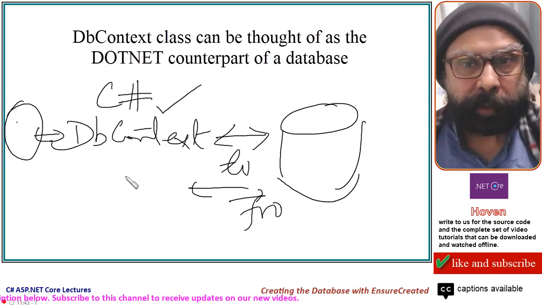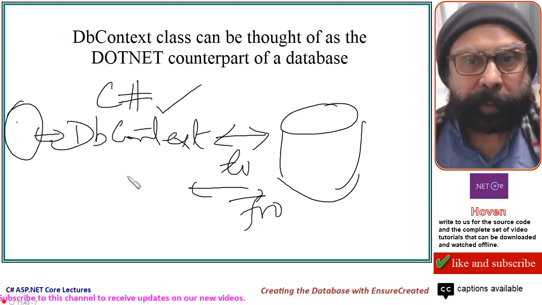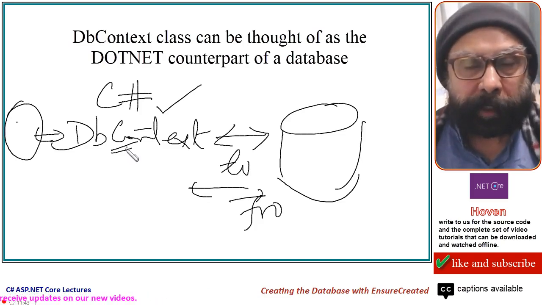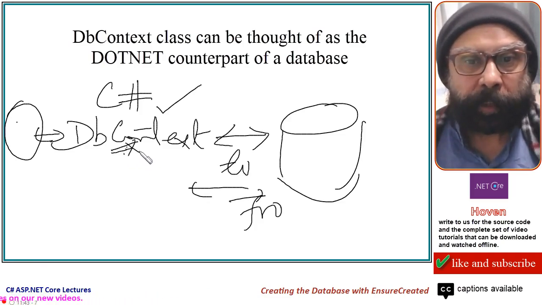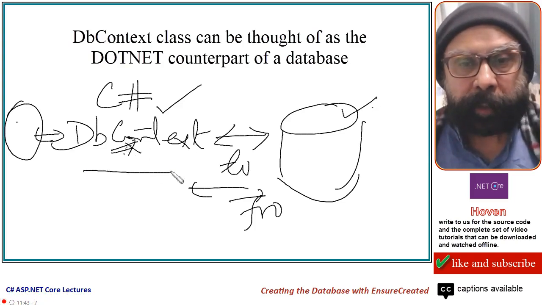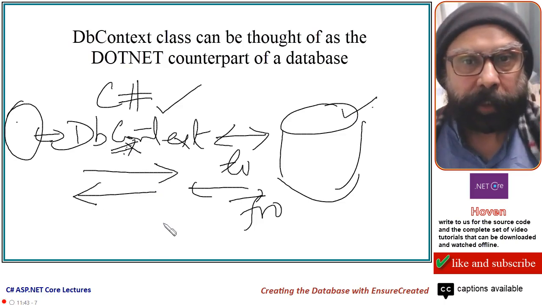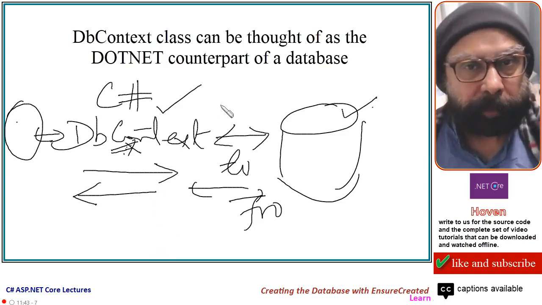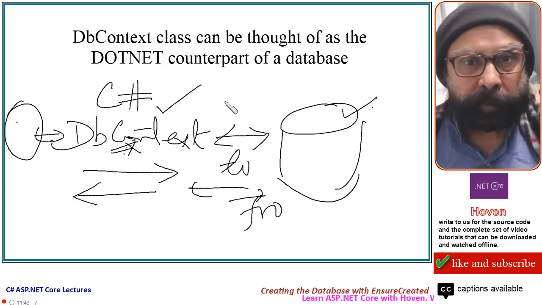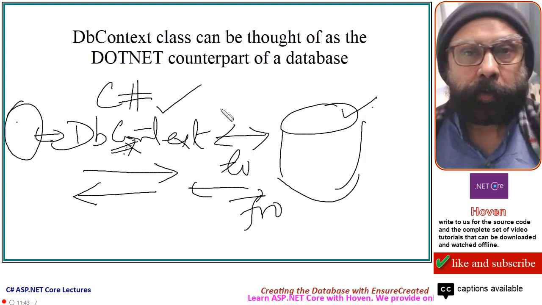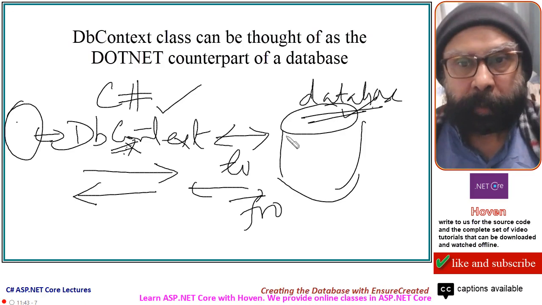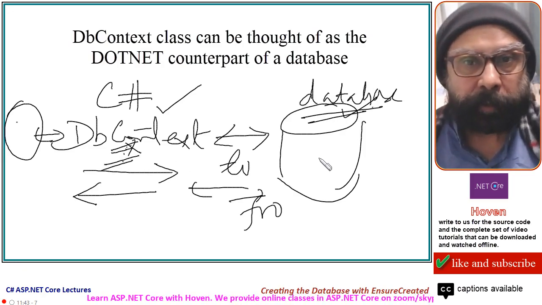We will in fact see it all at work, but right now I would say that DbContext is a sort of database class that is parallel to your actual database. This is on the C# side. All communication to the database and back from the database takes place through a DbContext class. You can think of DbContext as the .NET counterpart of the physical database at the other end. This is the .NET counterpart of this database.